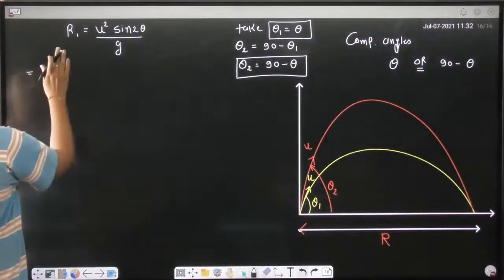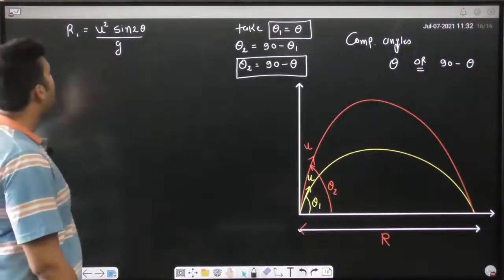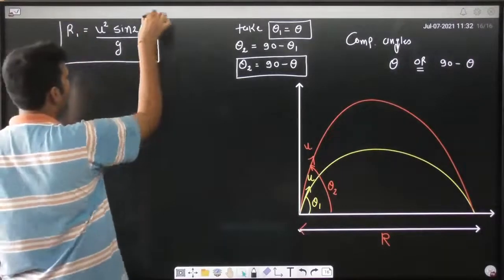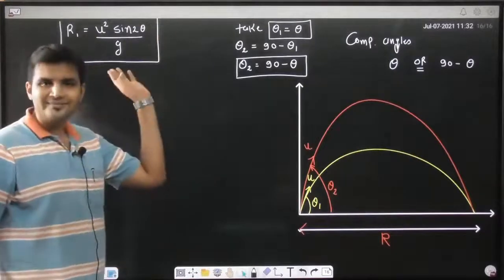So it is u square sin 2 theta upon g. Instead of theta 1, if you write theta, then this will be your R1. So here you no need to worry about. This is itself correct.